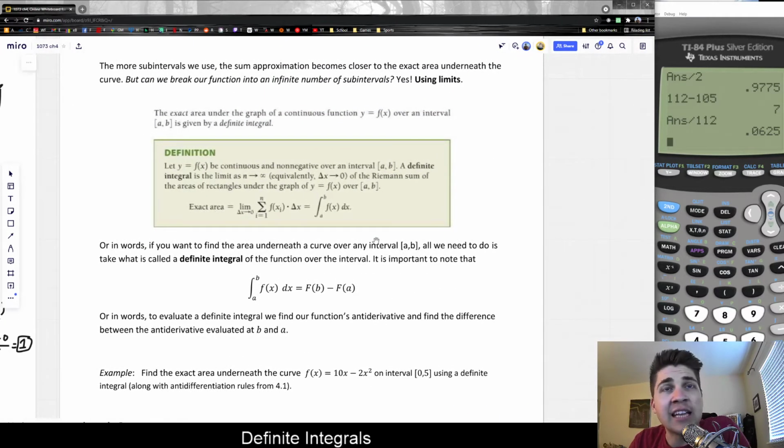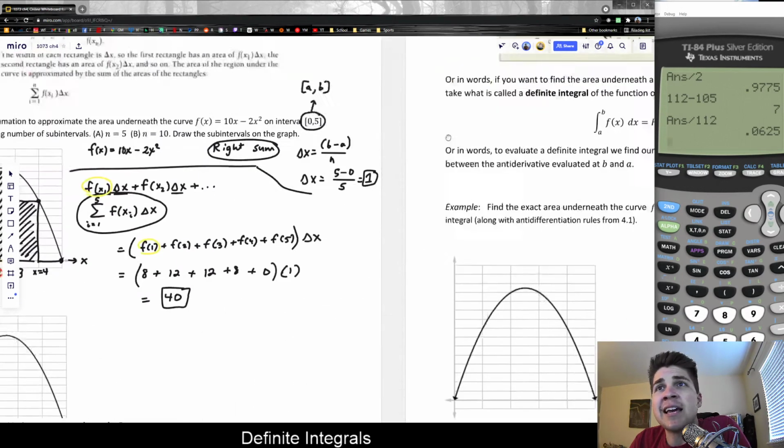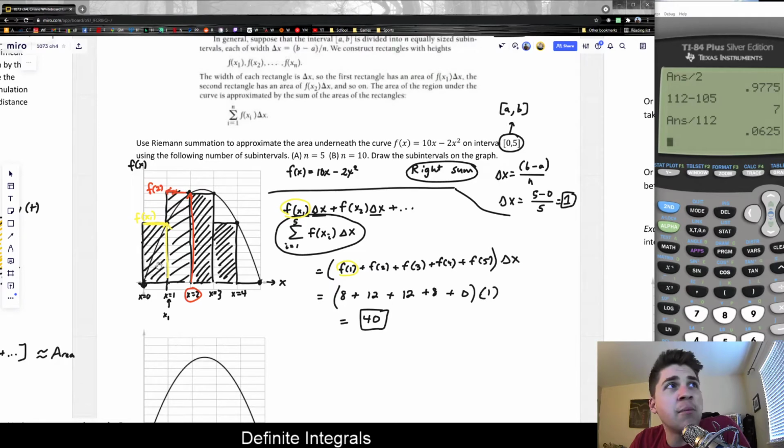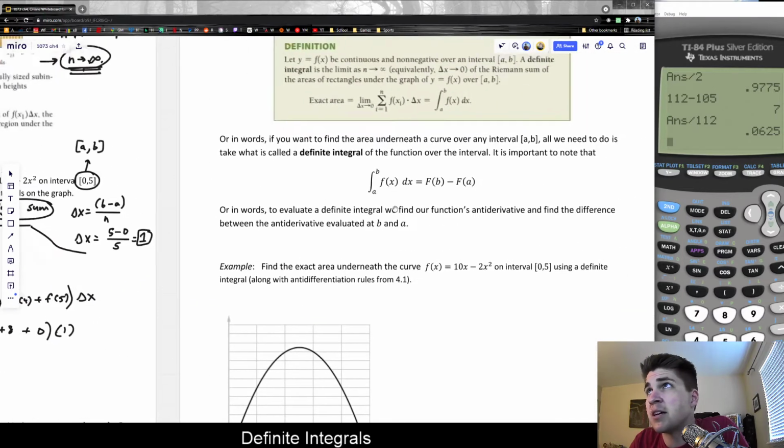Or again, if we're looking at the definition, it says let y equal f of x be continuous and non-negative over an interval a, b. A definite integral is the limit as n approaches infinity of the Riemann sum of the area of rectangles under the graph of the function. Or as I was saying, if you can imagine taking an infinite number of little mini rectangles and adding up all of those, there would be virtually no error and it would give us a precise area.